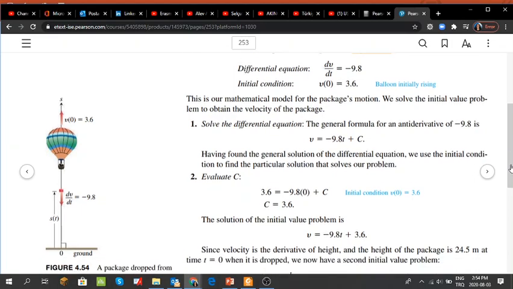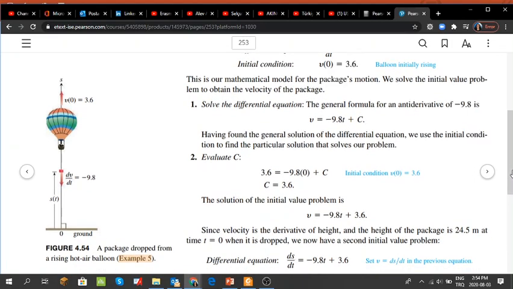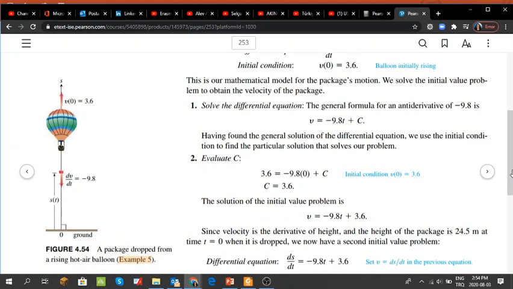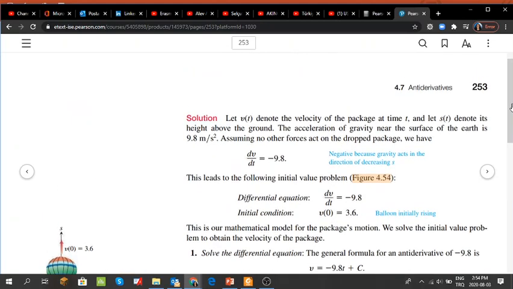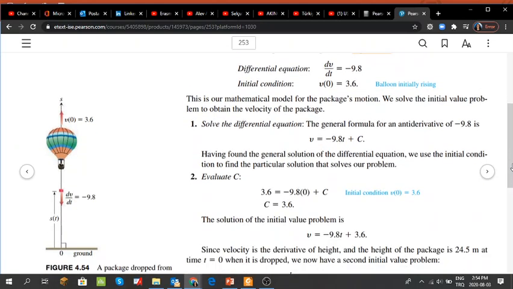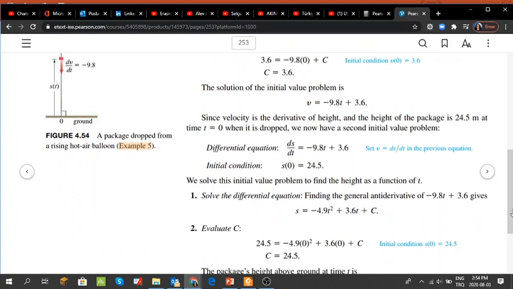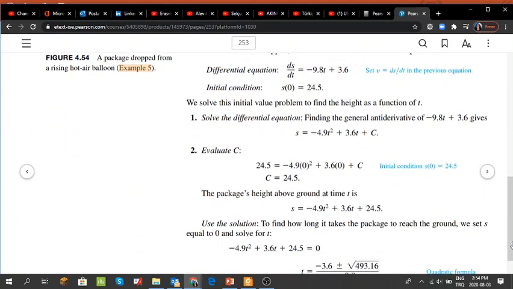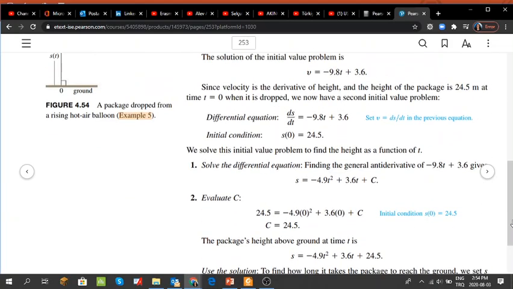All right, but what they're asking is, let's go back to the question. Let me look at the book actually. It says, how long does it take the package to reach the ground? That's the question. So they are interested in the time. How long does it take?